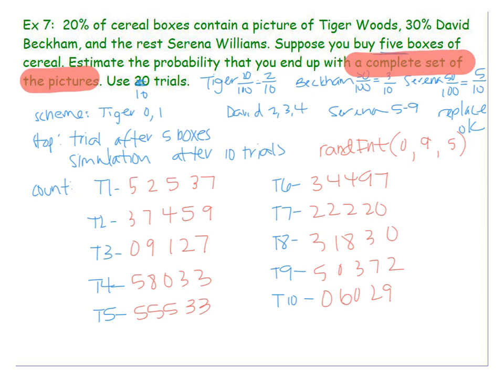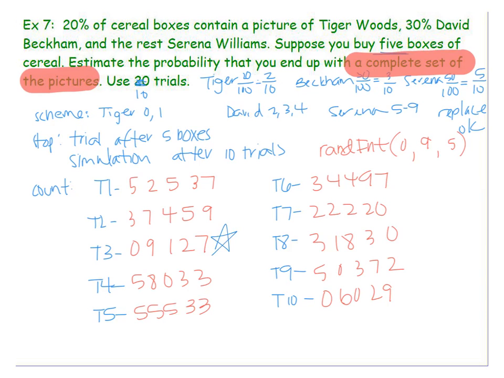Like 0 and 1, there's no 0 and 1 in the first one, so this one doesn't work. The second one also does not have a 0 and 1. The third one has a 0 and a 1, so it has a Tiger. It has 2, it has a David, and it has a 9 and a 7, so it has a Serena. So this one has all 3.